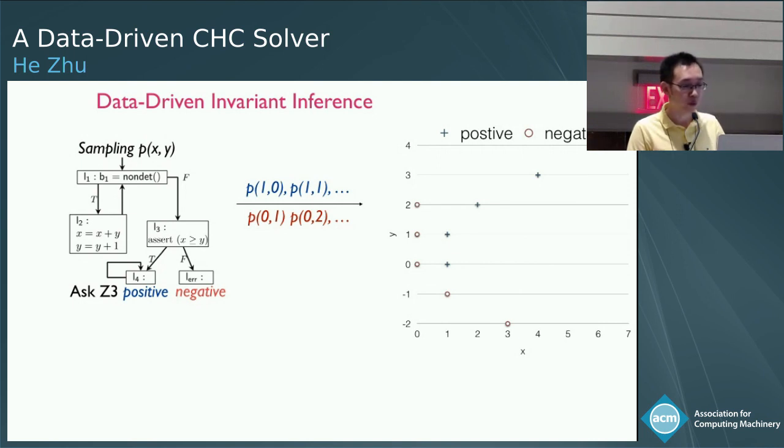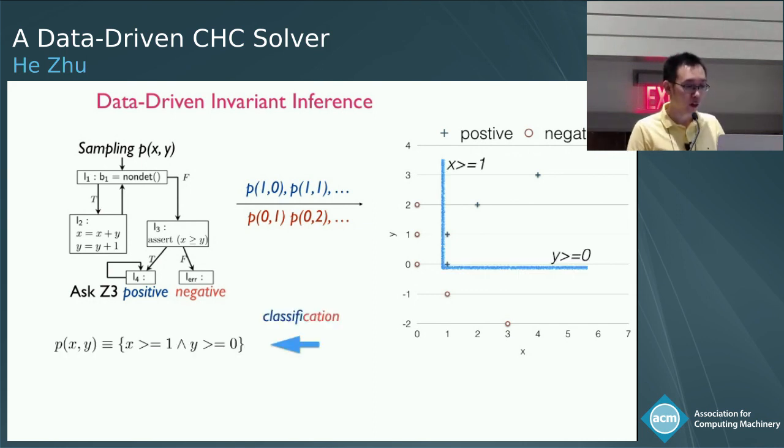We use the data points in blue to record the positive samples, and the data points in red to record the negative samples. One may be able to just look at the data and conclude that x is greater or equal to 1 and y is greater or equal to 0 is a classifier that can separate all the positive samples from all the negative samples, and use it as a candidate invariant. Indeed, the SMT solver Z3 can show that this is an inductive invariant and can use this to prove all the VCs given in the previous slide.